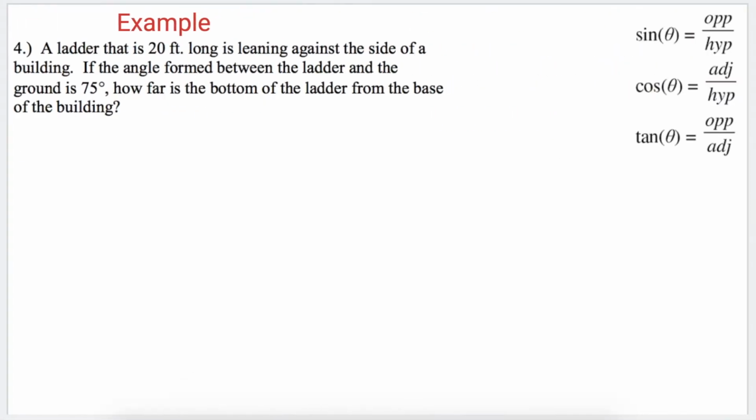The first question that we're going to look at says: a ladder that is 20 feet long is leaning against the side of a building. If the angle formed between the ladder and the ground is 75 degrees, how far is the bottom of the ladder from the base of the building?